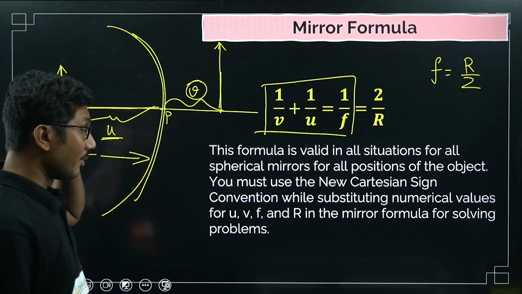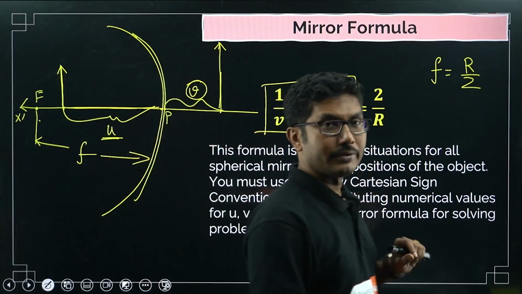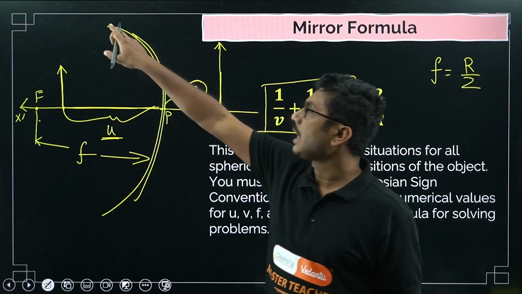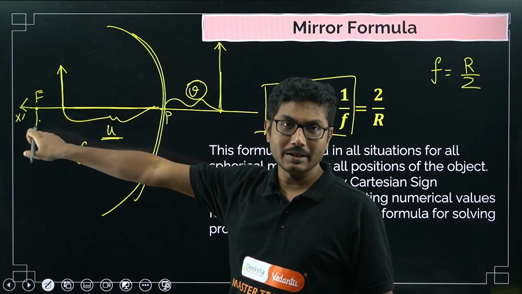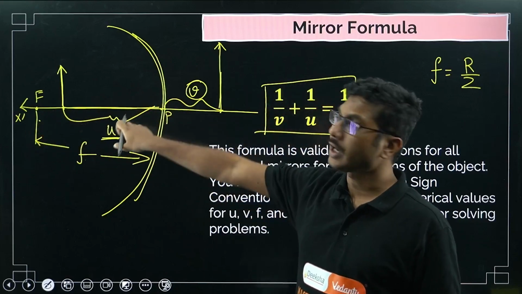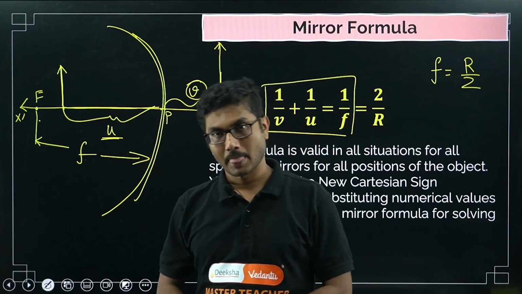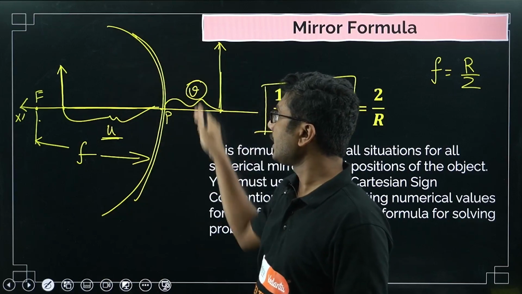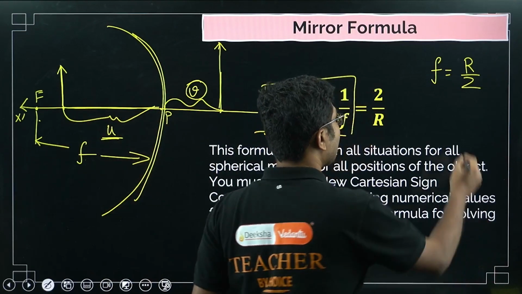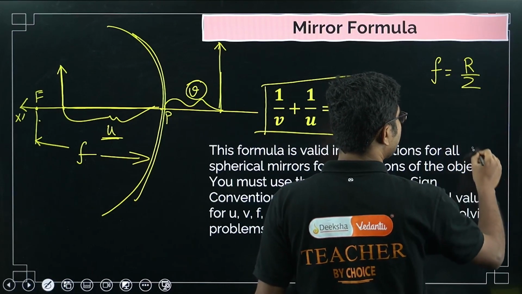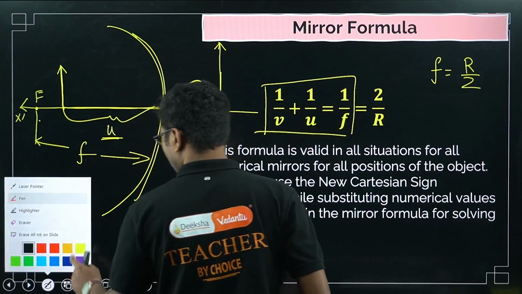Now, based on what type of mirror you are using, if you are using a concave mirror, the focal length will be on this side. So for a concave mirror, focal length will be negative. For a convex mirror, which is like this, the focal length will be positive.